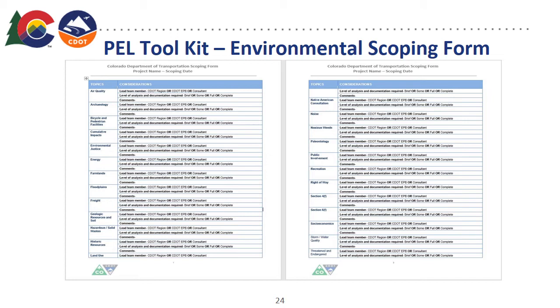One is the environmental scoping form. We developed a scoping form for environmental staff in the department to use when scoping a project. This form is currently the same between NEPA scoping and PEL to help keep the resources consistent and help better define the level of analysis that each resource needs for PEL and for NEPA. We're also working on adding other fields, and one in particular is the amount of traffic modeling needed.